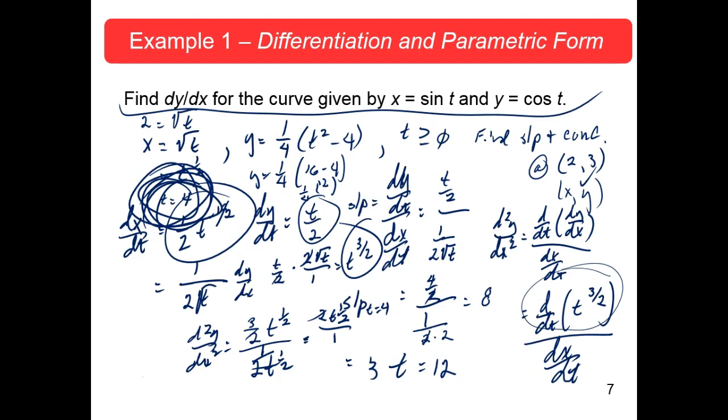Concave up. Because positive concavity is concave up, negative concavity is concave down. That's greater than 0, so it is concave upward. That's all they were asking for there.